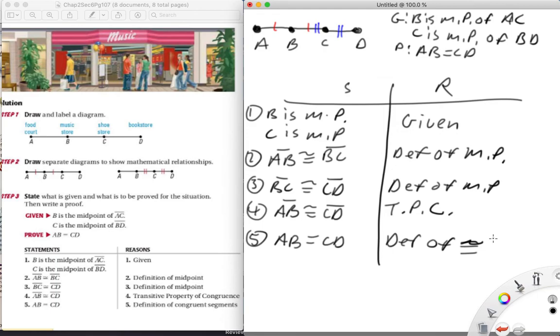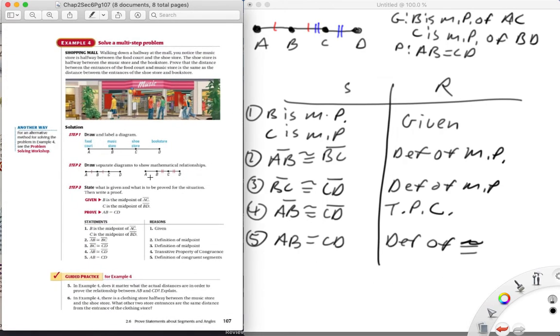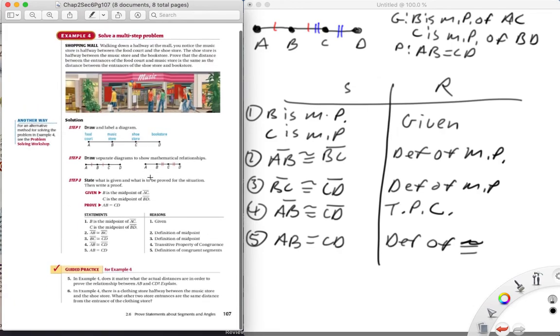All right, 5-step proof. Since we were given that we had the midpoint, the same segment is congruent to different sides, so we can use a transitive property to say that those two things are congruent to each other, and then we turned it from congruency to equality by using the definition of congruency, or congruent segments.